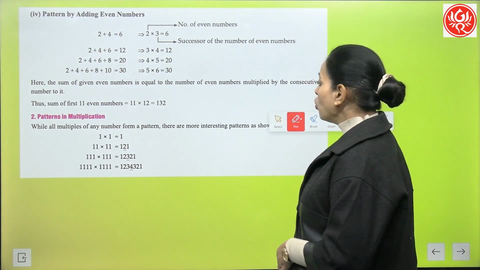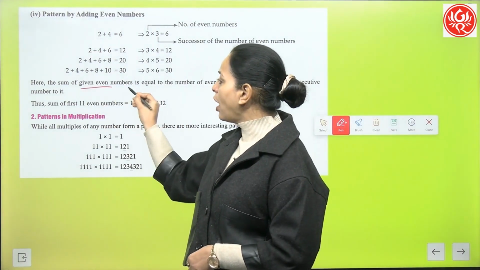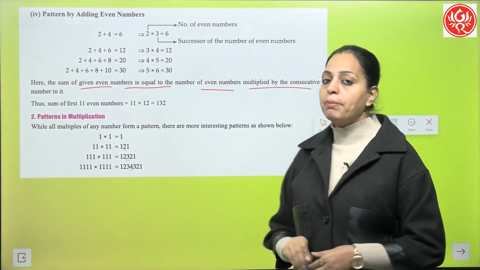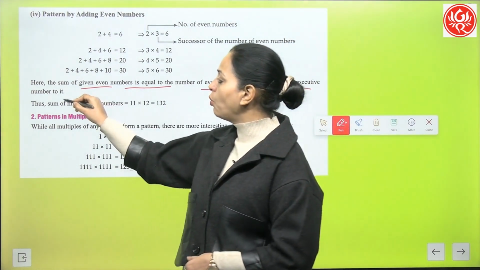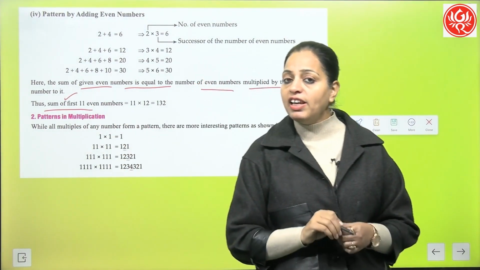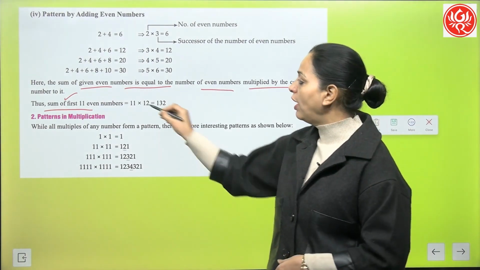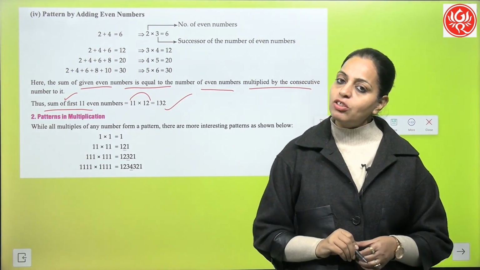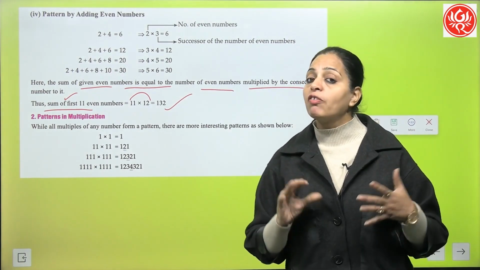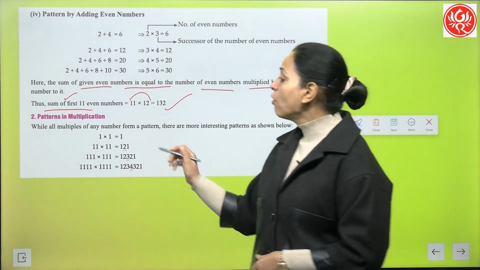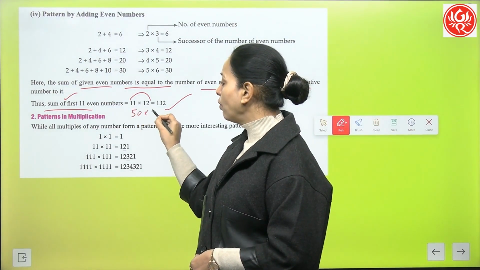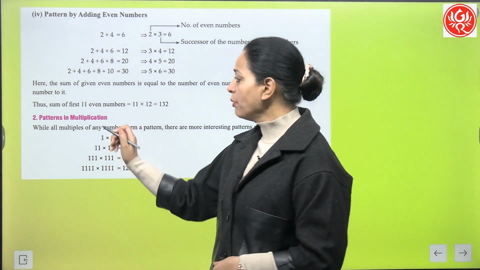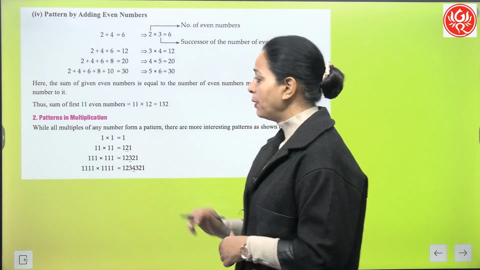So, what do you observe? The sum of the given even numbers is equal to the number of even numbers multiplied by the consecutive number after it. So, the sum of the first 11 even numbers, then what to do? 11 into 12, that is equal to 132. So if you want to find the sum of the first 50 even numbers, what will you do? 50 into 51. Very simple, okay? Now come to the second point, patterns in multiplication.